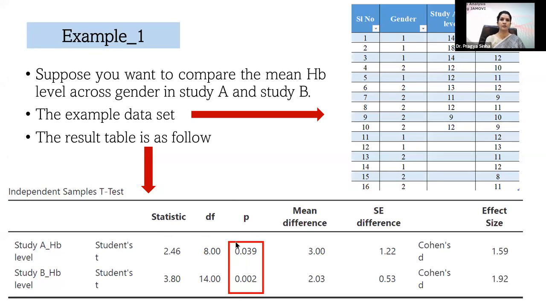Now it is enabled, so I can ask questions. In this case, if I ask you regarding the p-value, whether both of these are significant or not significant. I am comparing the mean hemoglobin across gender. This column is showing the mean difference, and this column is showing the p-value. Now, you see the mean difference. In which study is the mean difference between male and female more?